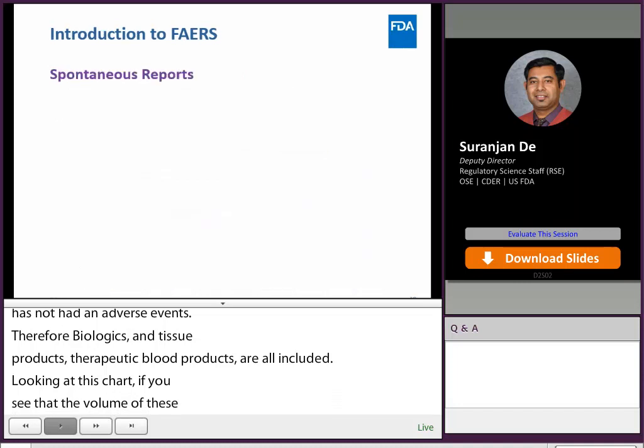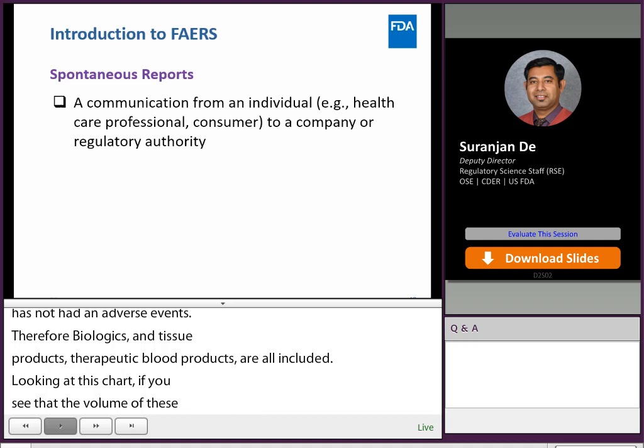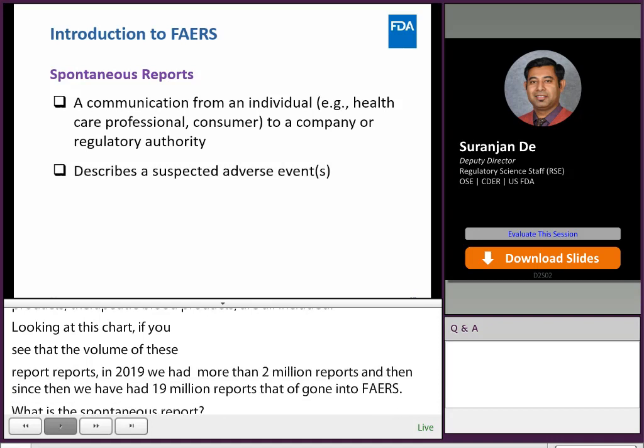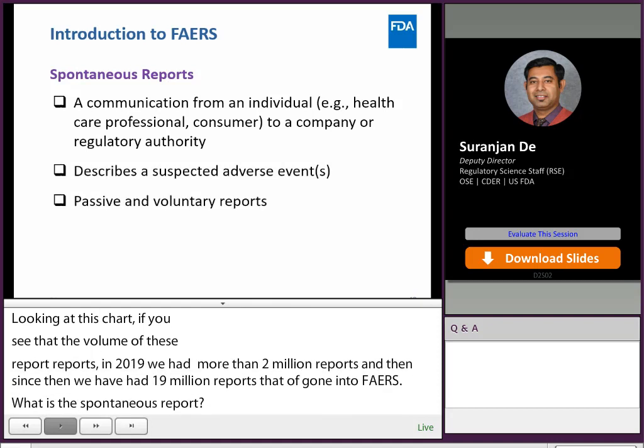So what is a spontaneous report? It's a communication from an individual to a company or regulatory authority that describes a suspected adverse event. It's passive and voluntary in nature.